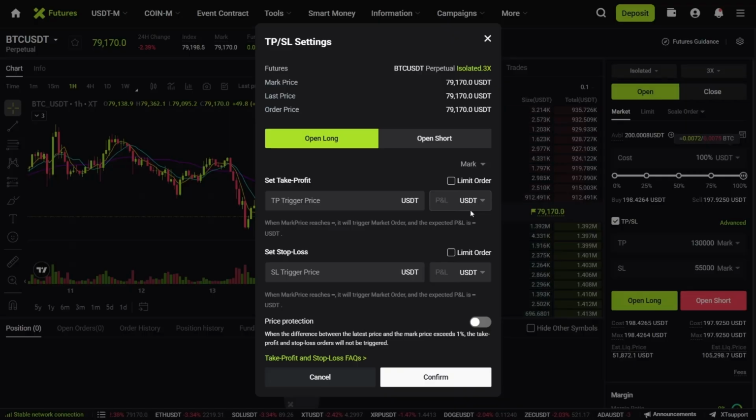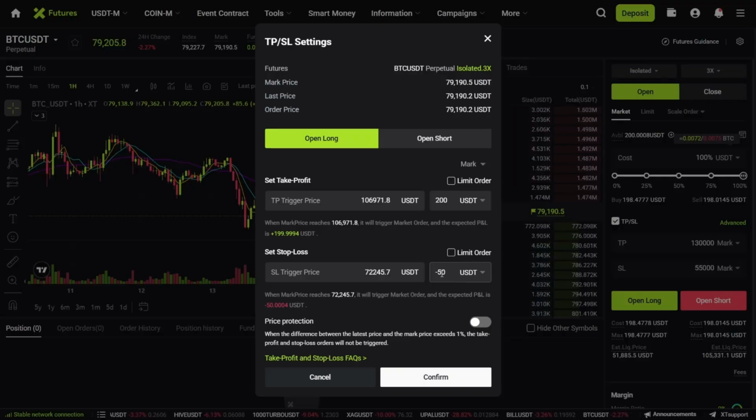This lets you choose how much money you want to make or how much money you're willing to lose on the trade. So if you have an idea of how much money you want to make on this trade, let's say you'll be happy with $200 in profit, this is the price of Bitcoin where you would exit your position. And on the downside, if you have an idea how much you want to lose, let's say you don't want to lose more than 50 USDT, again, this is where Bitcoin's price would be at.